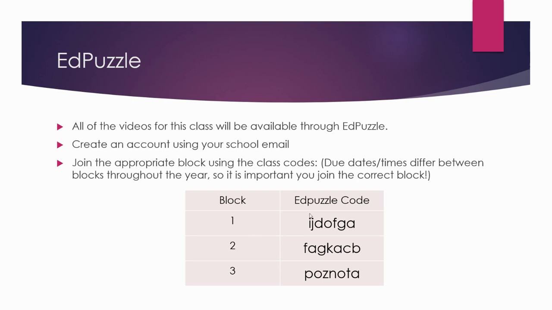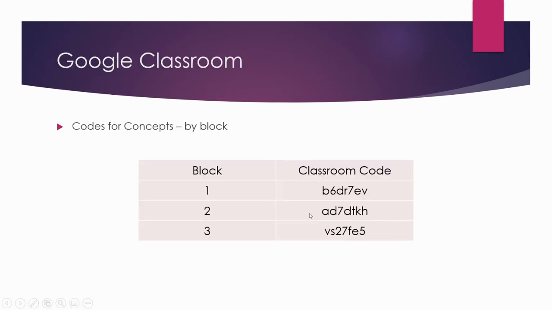The next thing you're going to want to do is to go to Google Classroom. Again, you're going to want to do this by block. Whichever block you're assigned to, this is the way your assignments are going to be pushed out to you. This is how information will be collected. So be sure that you join the correct block.